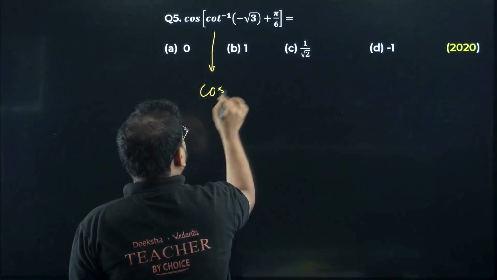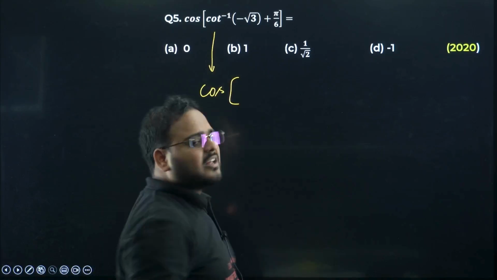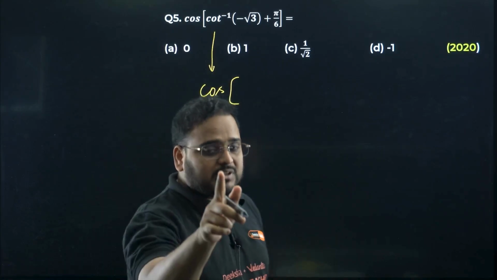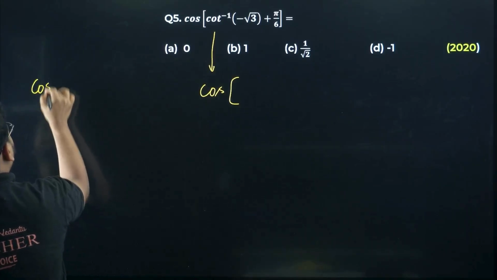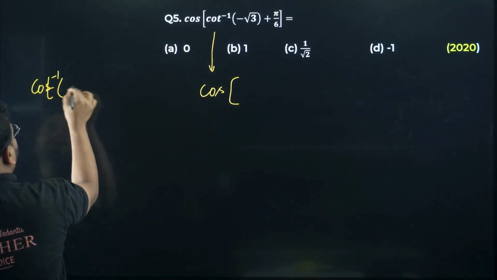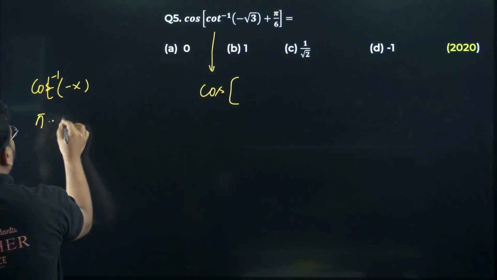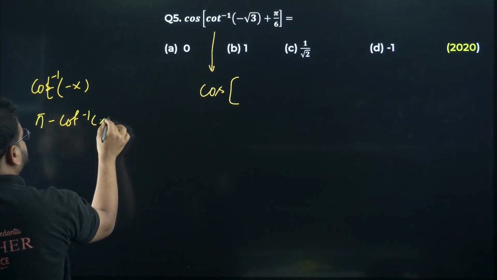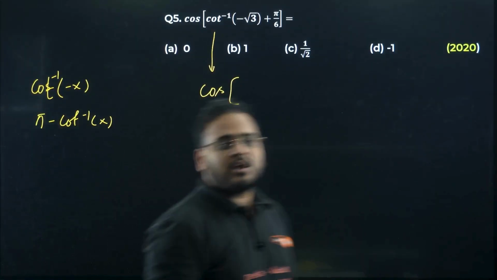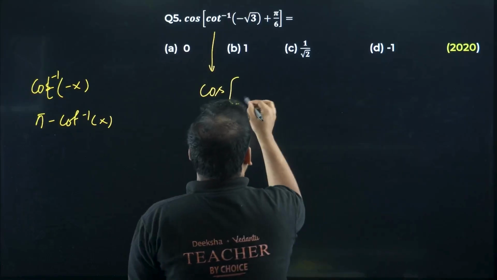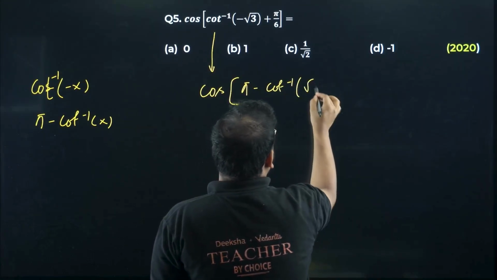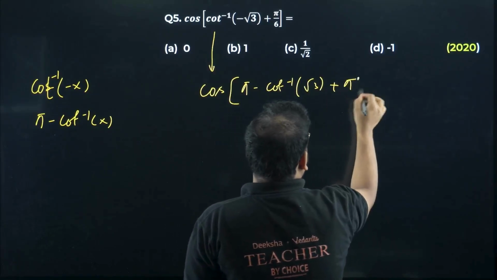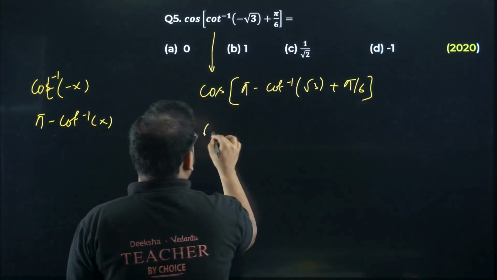So we have cos over here. We can get the value of this cot inverse of minus root 3. What's the formula? Cot inverse of minus x. The formula, please check: cot inverse of minus x is given by pi minus cot inverse of x. Over here, I'll end up with pi minus cot inverse of root 3. Of course, there's a plus pi by 6.